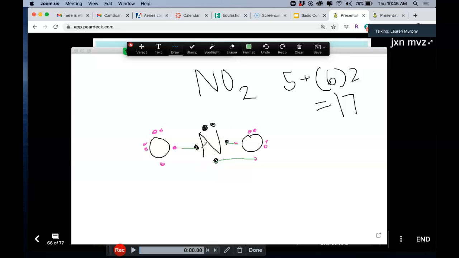Uh-oh. I don't have any extra electrons. So when I did nitrite, I got to throw in an extra electron, which I gave to this, which made me be able to have an octet. So I don't have that. I cannot form a double bond because you will then have an expanded octet around nitrogen, and nitrogen is not allowed to have an expanded octet. So what do I do?